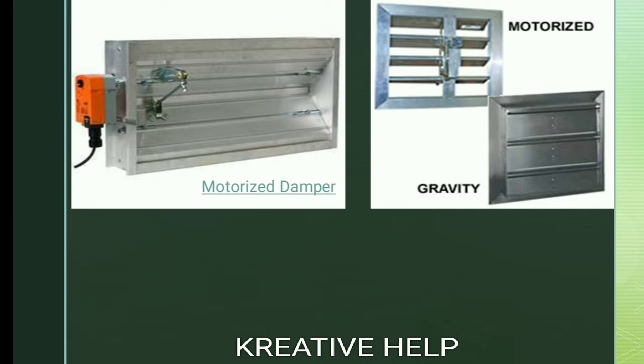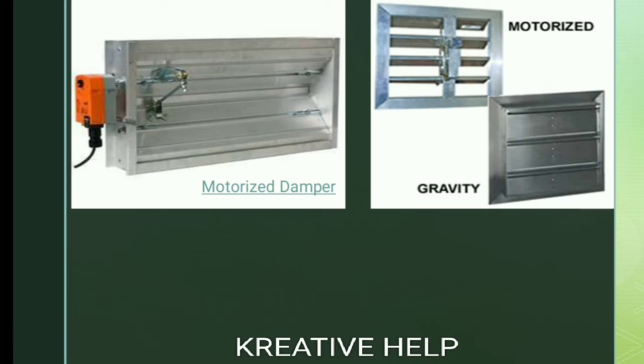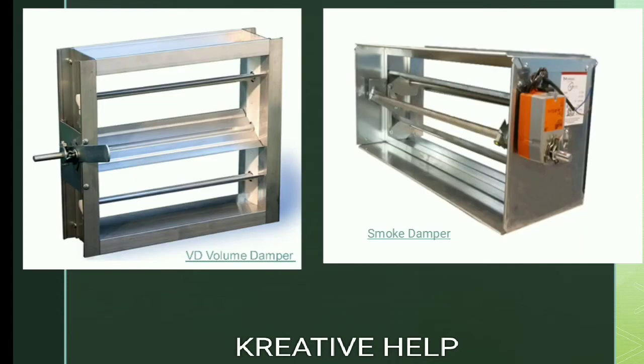Some dampers are manual. This is the handle; you can close it and change the opening. If it is at some height and you don't want to go again and again using a stair, then you use a motorized damper. It is equipped with some electrical equipment, and as per the requirement we are just closing and opening the motorized damper. And this is a gravity damper: it depends on gravity, you just open it, and it closes on its own. This is a type of damper.